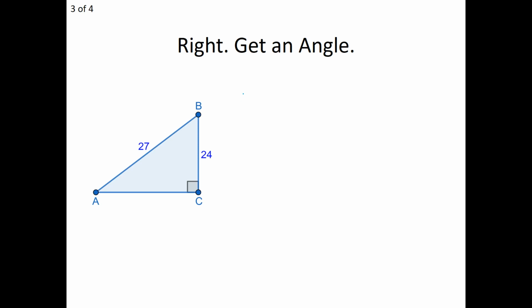Let's go ahead and do that. So with Pythagorean theorem, we can actually solve for our missing side B. So I have 24 squared plus B squared is equal to 27 squared. And let's see, 24 squared is 576 plus B squared. 27 squared is 729. Subtract our 576 on both sides. We get B squared is equal to 153. Take the square root of both sides.